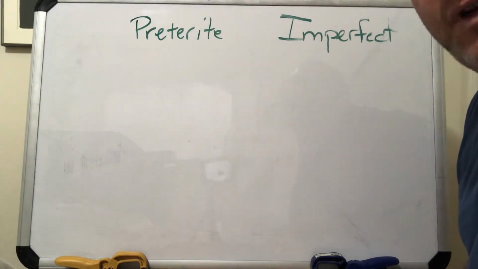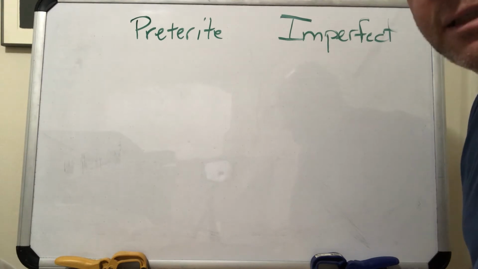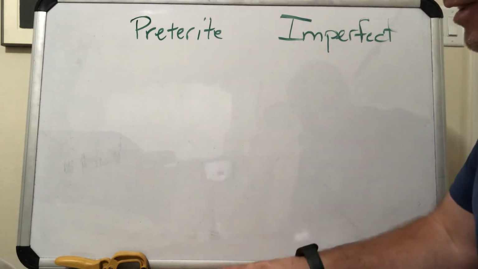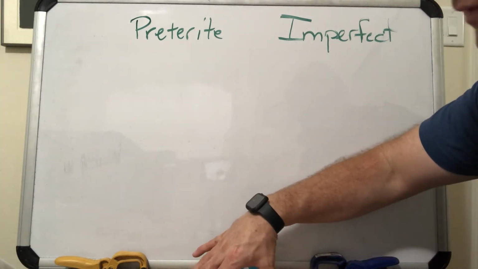Okay, muchachos, in this video we talk about both simple past tenses in Spanish, the preterite and the imperfect. They're sometimes very confusing, but here are a few simple rules that will hopefully guide you through.